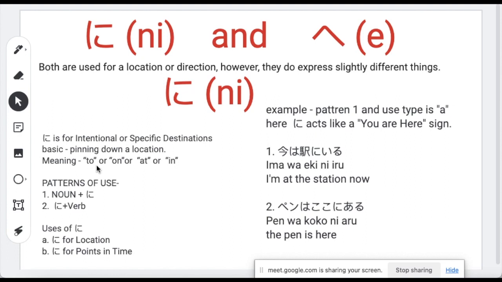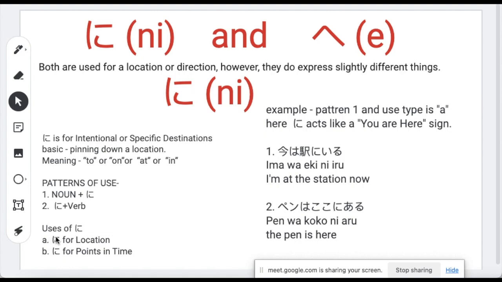आणि त्याचं इंग्लिशमध्ये मीनिंग होतो टू, ऑन, ॲट, इन. हे विथ रिस्पेक्ट टू द लोकेशन. Okay, आणि पॅटर्न आहे याचा यूज नाउन प्लस नी आणि नी प्लस वर्ब. As I told you before, the basic is pinning down location, so it is used for location and it is used to point time also. So we'll see one by one how to use ni. So in the example I am using pattern 1, a very simple pattern, noun plus ni.